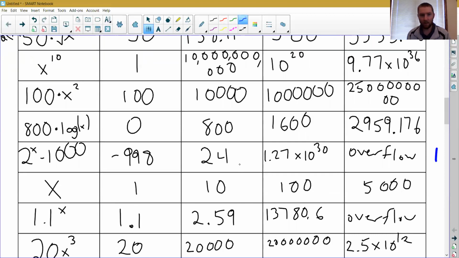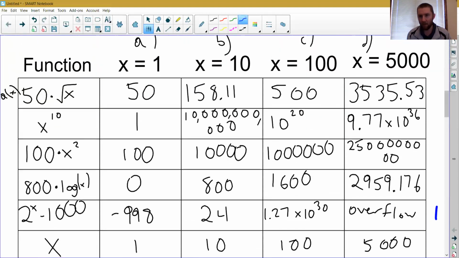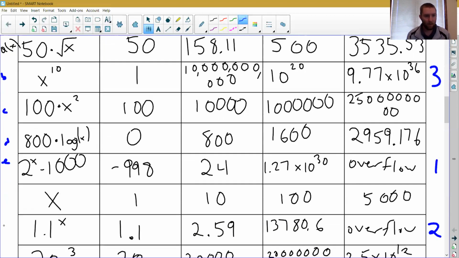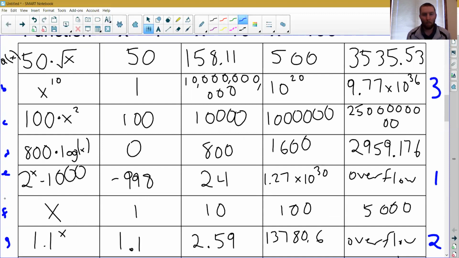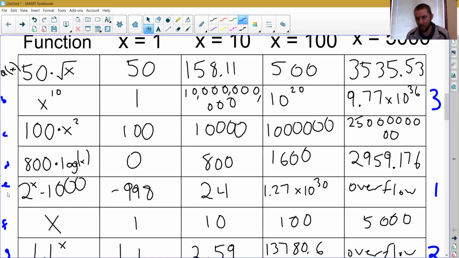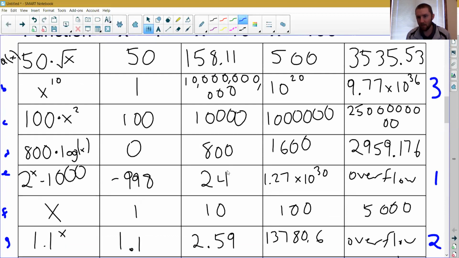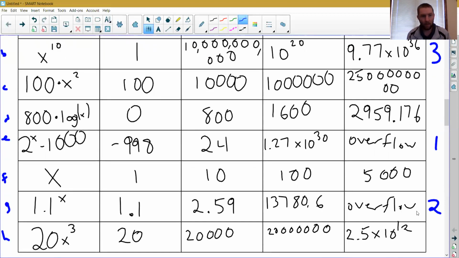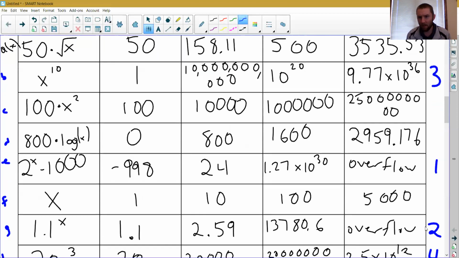Second place is the other overflow error, and that's 1.1 to the x. Third place is, I think the next biggest I see is 10 to the 36th power. So far, we have gone A, B, C, D. E is the winner. F, G is in second place. B is in third place. Anything else with scientific notation over here? Yeah, right here. H comes in fourth place.